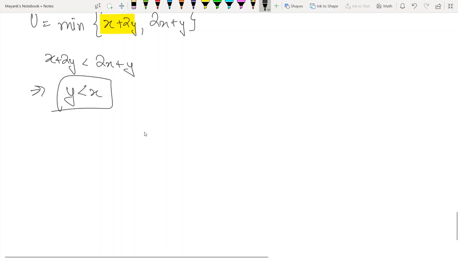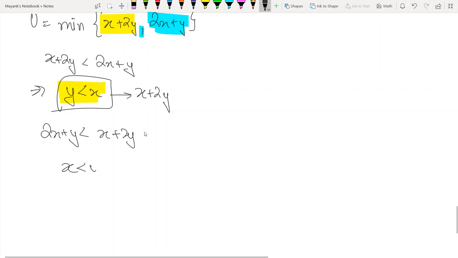So whenever y is less than x, what is the output of the utility function? X plus 2y. Okay, so whenever y is less than x, the output is x plus 2y. Now when will it report 2x plus y? Whenever 2x plus y is less than x plus 2y. Again cancelling x plus y on both sides, I am left with x is less than y. Okay, so whenever x is less than y, the function reports 2x plus y. So what is the dividing line between these two cases?